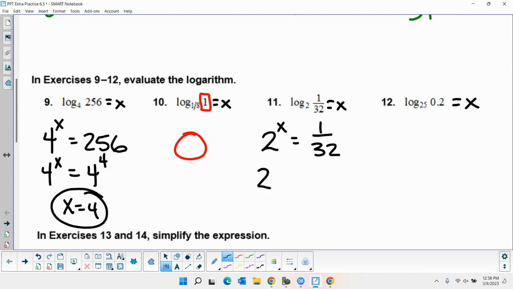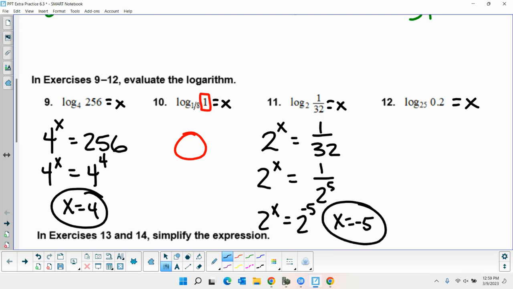All right, but this one's a little different because the 32 is in the bottom of this fraction. So how do I move the 2 to the 5th out of the bottom? Make it negative 5. Right. Move that exponent 5 and make it negative. So it's 2 to the x equals 2 to the negative 5. Those two are the same. So now that I have the same base, I just say x equals negative 5. This making sense?